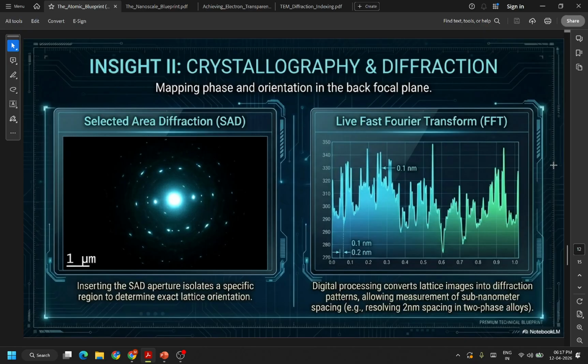Next, apart from imaging, we can do crystallography and diffraction. So we do selected area diffraction. For that we insert the SAD aperture, which isolates a specific region to determine exact lattice orientation. And then we can use fast Fourier transform, which is digital processing that allows us to convert lattice images into diffraction patterns, which allows measurement of sub-nanometer spacing, such as resolving 2 nanometer spacing in two-phase alloys.